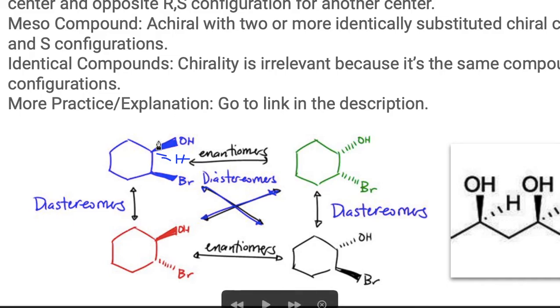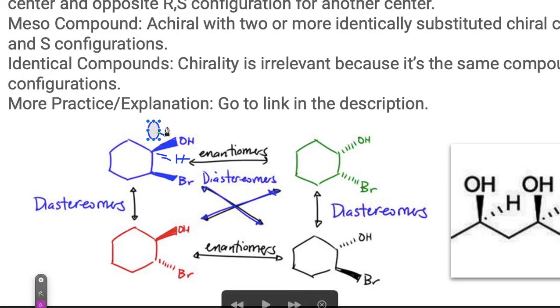Okay, so I got that the first priority is over here, second one's over here, and third one's over there, and then again the hydrogen is fourth one. So it would be going this way, so that's an R. So let me write an R.